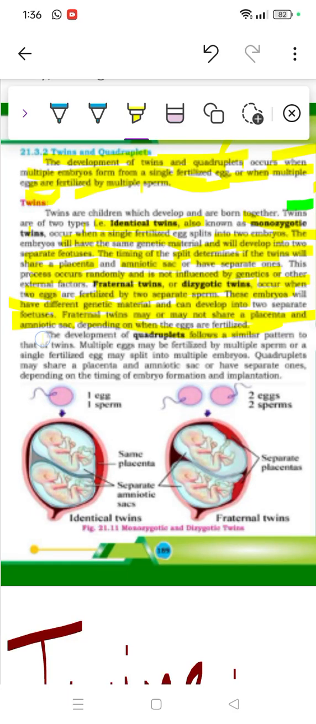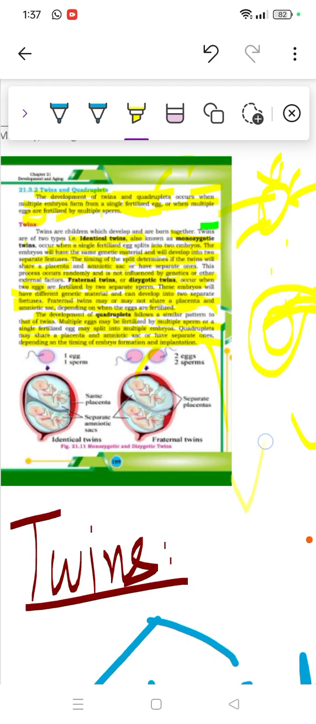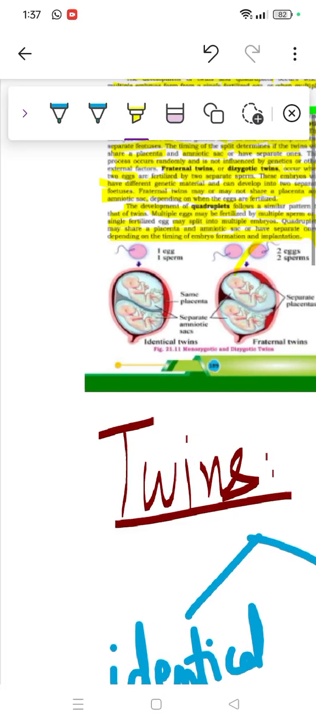Then comes development of quadruplets, which follows the same pattern. There could be twins after multiple eggs are formed and fertilized by multiple sperm, or a single fertilized egg which may split into multiple embryos, and they may share a placenta and amniotic sac or have separate ones depending on the timing of the embryo formation and implantation. This is quite the same condition. Here two will be formed depending on what time they are going to be implanted. So either the fertilization or implantation will occur.